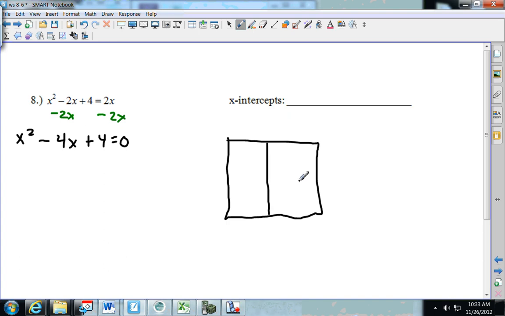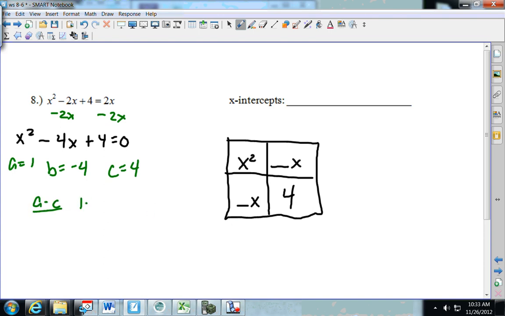Upper left-hand corner goes x squared. Bottom right is 4. Something x, something x. Well, let's see here. A is 1, B is negative 4, C is positive 4. A times C is 1 times 4, which is 4. I need the factors of 4 that give me negative 4. That's going to be negative 2 times negative 2.